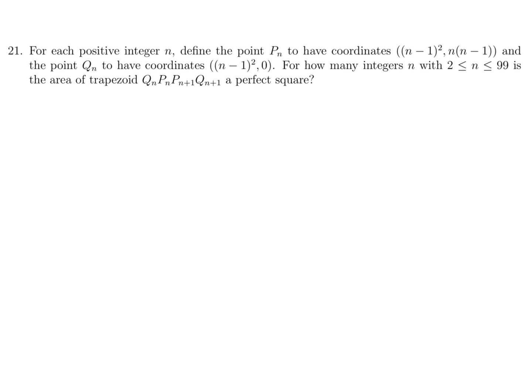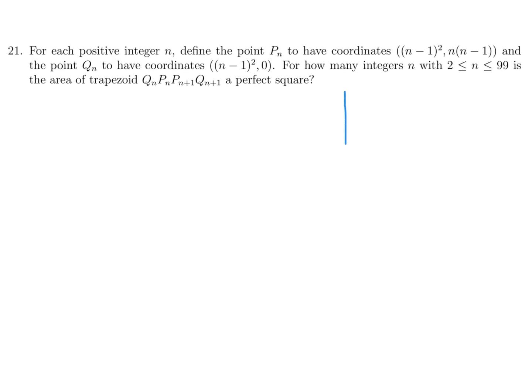For each positive integer n, define the point P_n to have the coordinates (n minus 1 squared, n times n minus 1), and the point Q_n to have the coordinates (n minus 1 squared, 0). For how many integers n, where n is between 2 and 99 inclusive, is the area of the trapezoid Q_n, P_n, P_{n+1}, Q_{n+1} a perfect square?